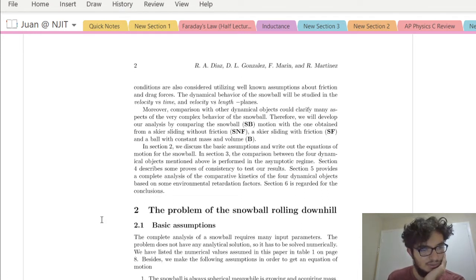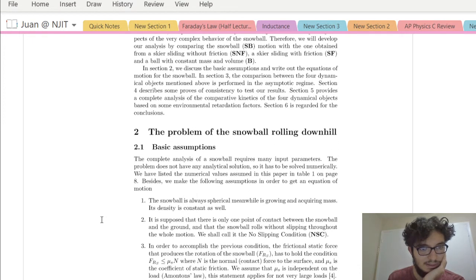So today we'll just go over a few parts of this section. First section, section 2, and so for the second section, they're going to talk about the basic assumptions and write out the equations of the motion. So let's see if maybe we could go over that. They're going to do some analysis and compare it to the other dynamical systems with the regular ball rolling down the hill, and then with the skier sliding with friction.